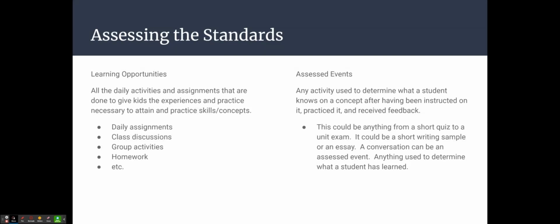Assessed events are anything from a traditional short quiz to a test. It could also be a short writing sample, or it could be an essay, and anything in between. A conversation can even be an assessed event. If I have a conversation with a kid about a scientific phenomenon and they have trouble writing it on a test, but they can communicate it to me very clearly, then why wouldn't I want to give them credit for understanding that content? If that is all I'm assessing is, do they know and can they apply? So really anything that's used to determine what a student has learned, again, after they've had a chance to get comfortable with it, would be an assessed event.